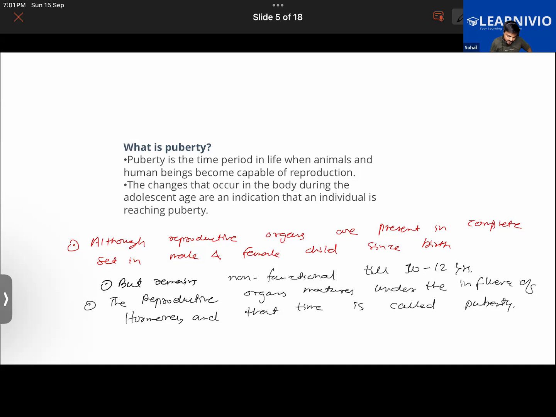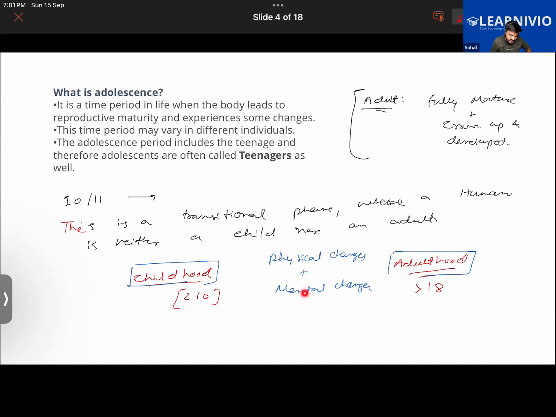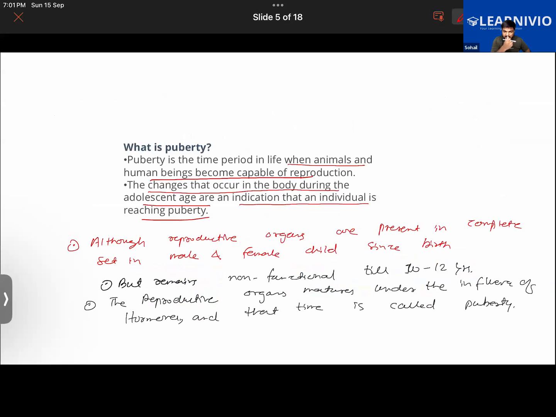So it's a time period in life when animals and human beings become capable of reproduction, and the changes that occur in the body during the adolescent age are an indication that an individual is reaching puberty. Whatever changes were happening during this phase were all an indication that the person is reaching puberty. Okay, now.